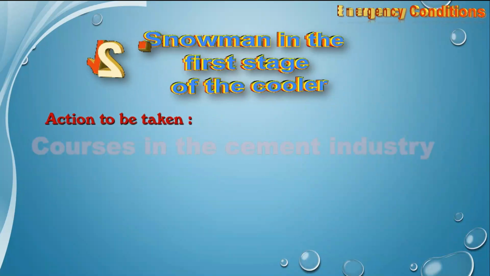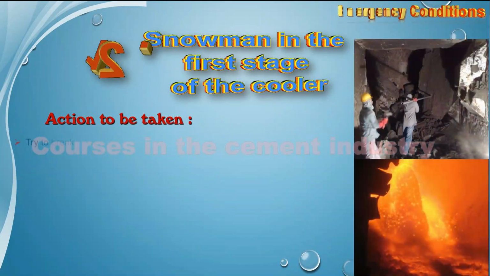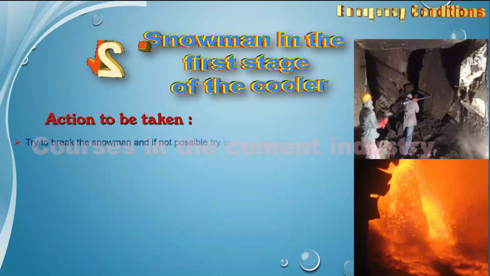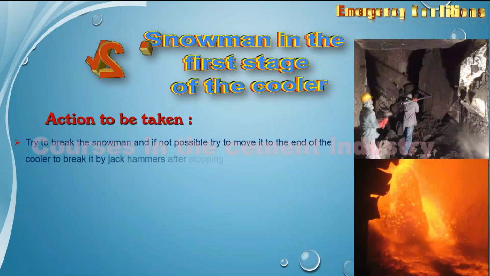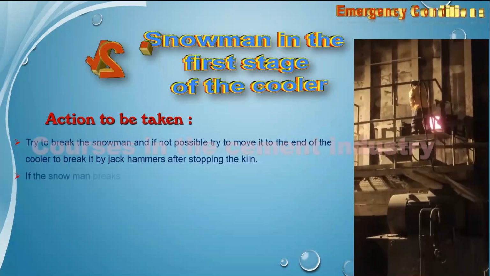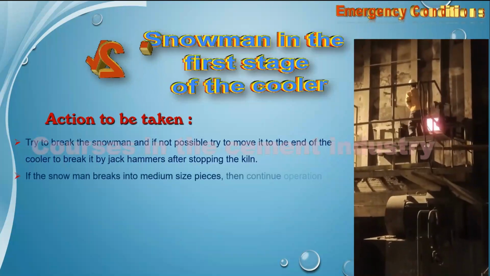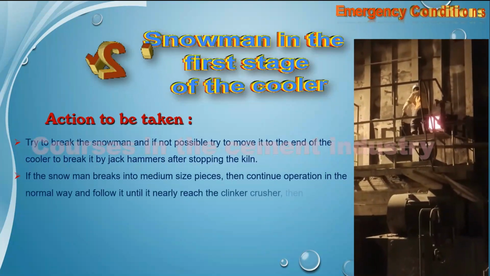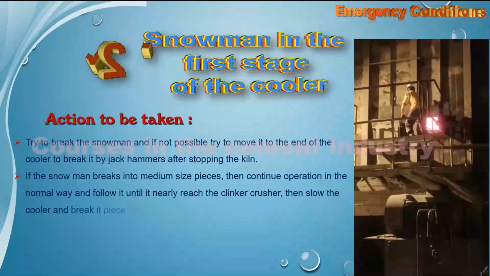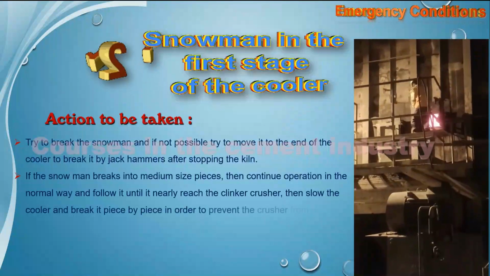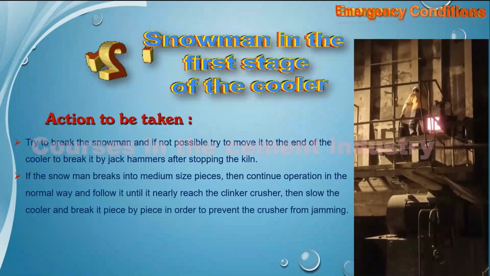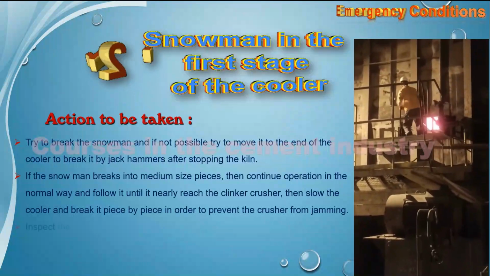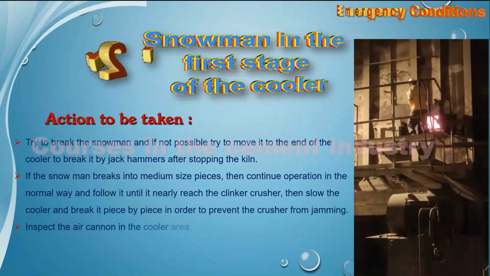Action to be taken. 1. Try to break the snowman, and if not possible, try to move it to the end of the cooler to break it by jackhammers after stopping the kiln. 2. If the snowman breaks into medium-size pieces, then continue operation in the normal way and follow it until it nearly reaches the clinker crusher, then slow the cooler and break it piece by piece, in order to prevent the crusher from jamming. 3. Inspect the air cannons in the cooler area.